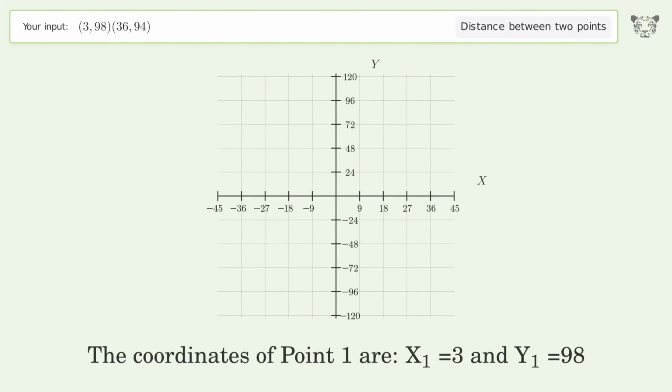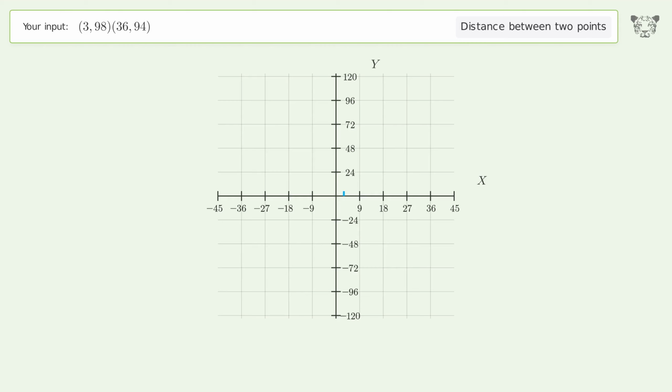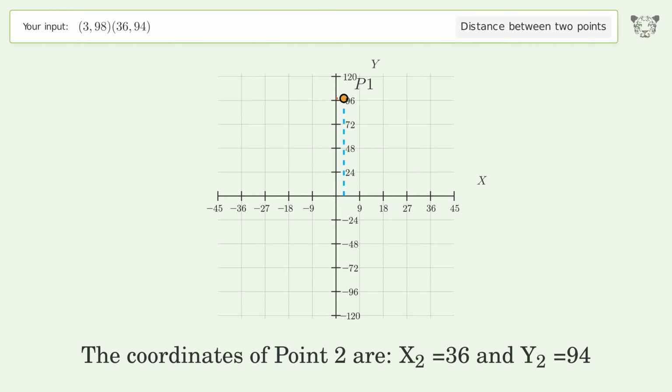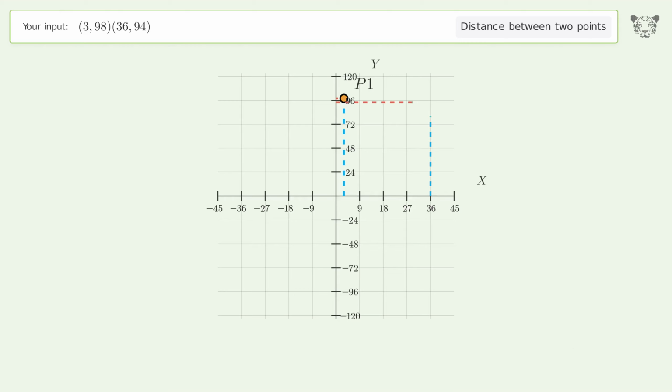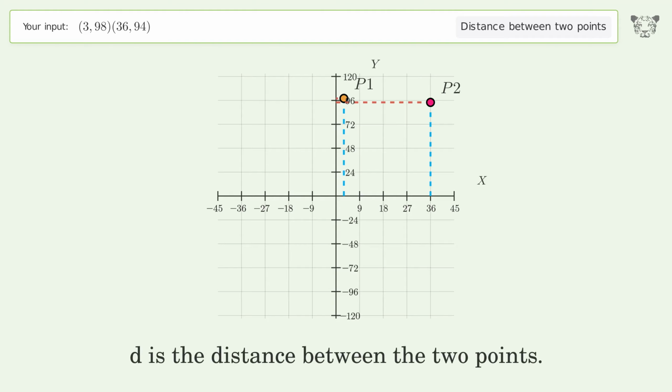The coordinates of point 1 are x1 equals 3 and y1 equals 98. The coordinates of point 2 are x2 equals 36 and y2 equals 94. D is the distance between the 2 points.